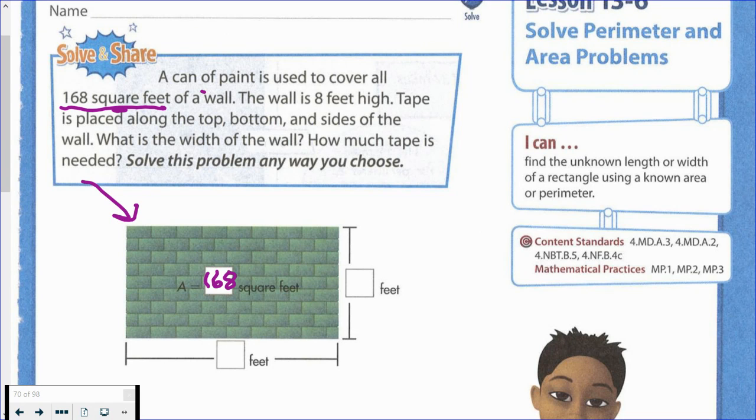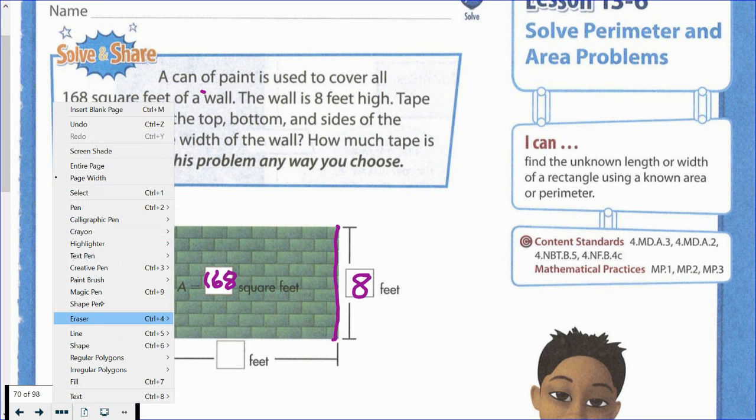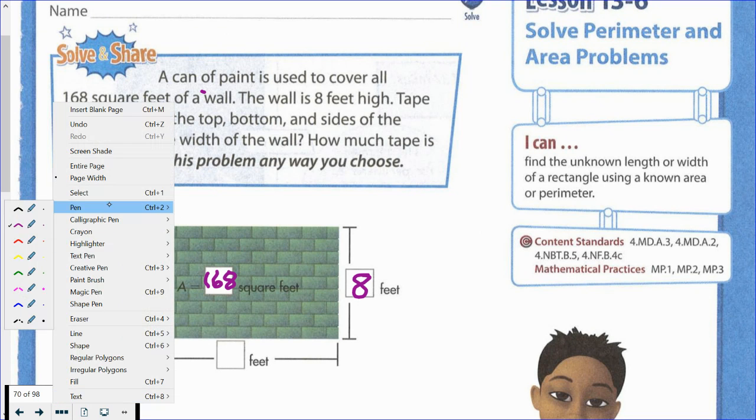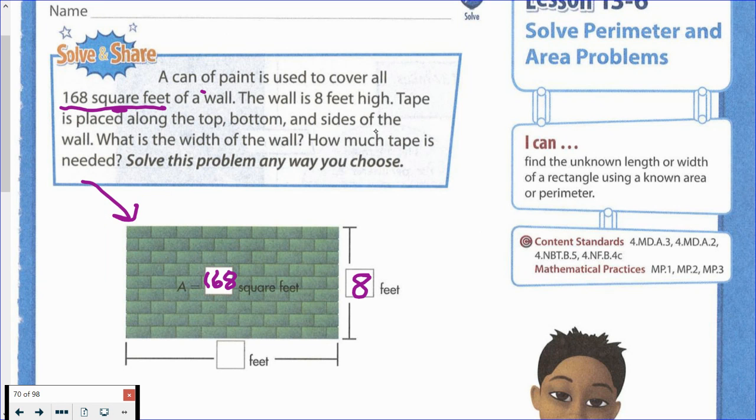Okay, second sentence. The wall is 8 feet high. What does that sentence tell us? Well, we just figured out that from top to bottom or bottom to top, the height of the wall is 8 feet. So we just figured out another piece of information that we can fill in. Okay, let's go ahead and look then at the next sentence. Tape is placed along the top, bottom, and sides of the wall.